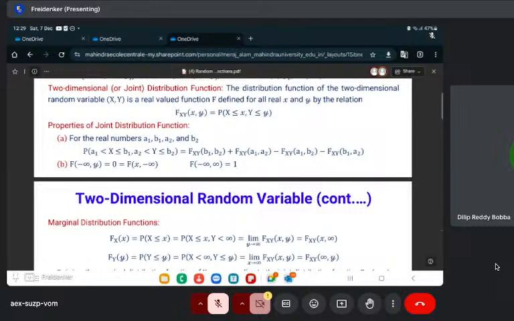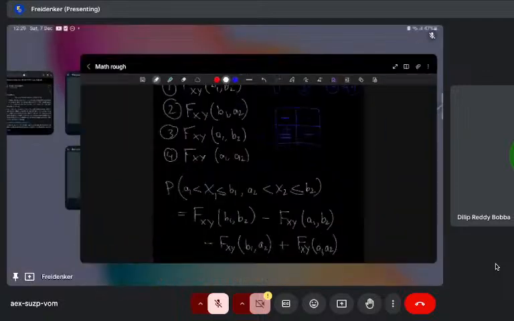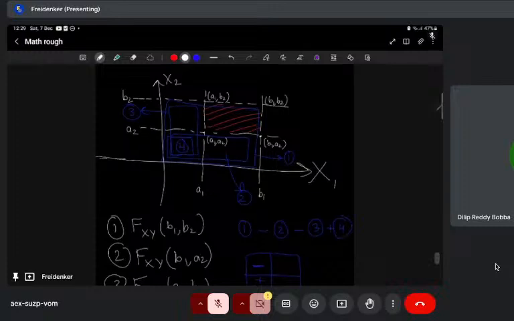CDF of minus infinity, y: what does that mean? It means your x is at minus infinity. If your x is at minus infinity, it means you are not starting anything. You are nowhere. It's like you didn't even start coming, because you want to go from left to right. If your x is at minus infinity, it means you never arrived. In that sense, if you've never come, the probability is going to be zero.